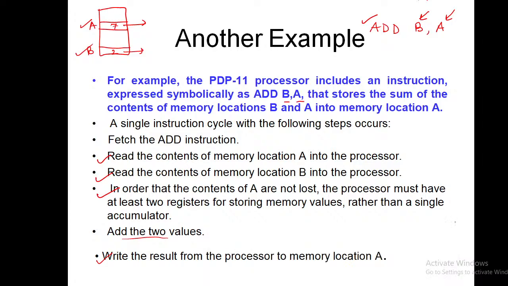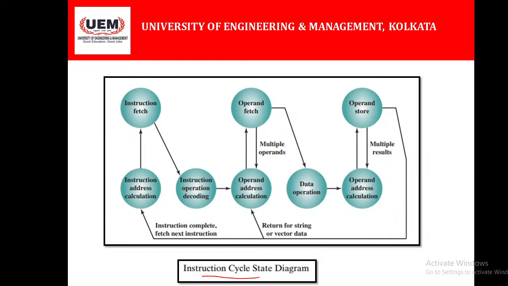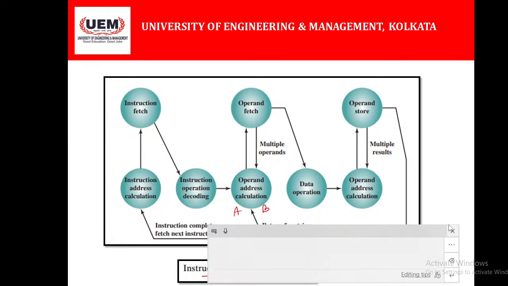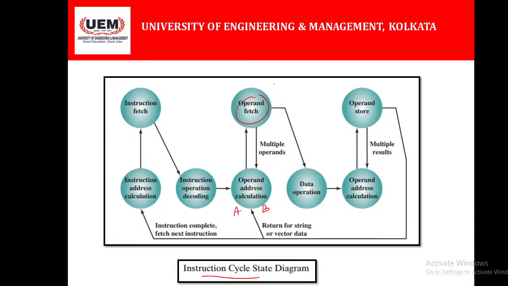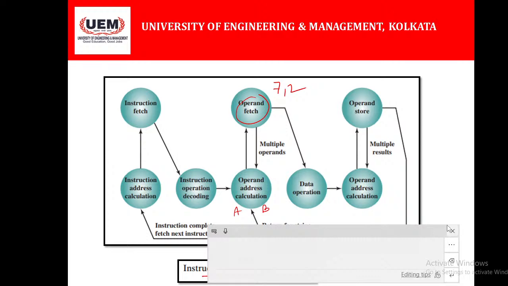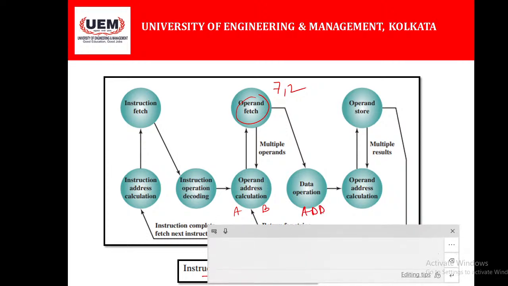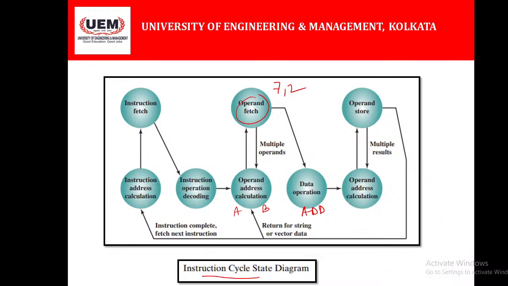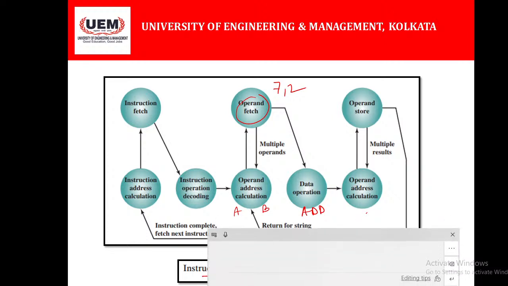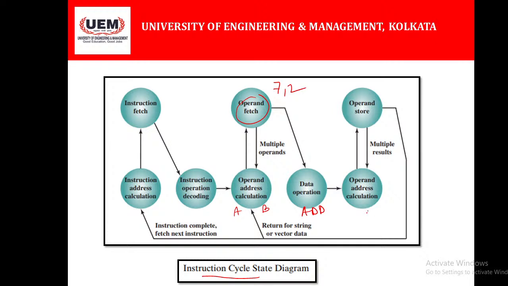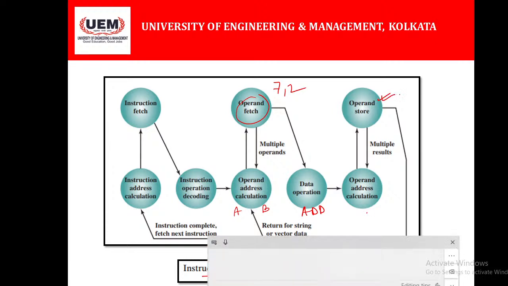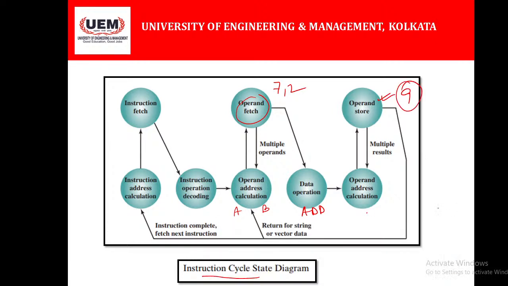So you have to fetch the two things. You first find out the address of A and the address of B. You go there, fetch those operands 7 and 2, and do the operation, that is the addition. And then for the operand address, here in this example it is the address of A, so you go to the address of A and store the value 9 in that particular memory location. So this is the thing that we have seen.